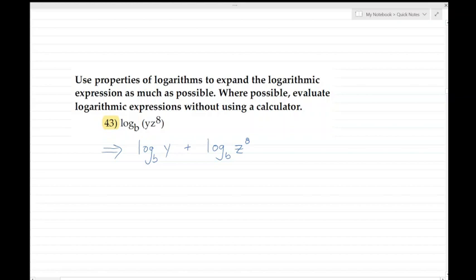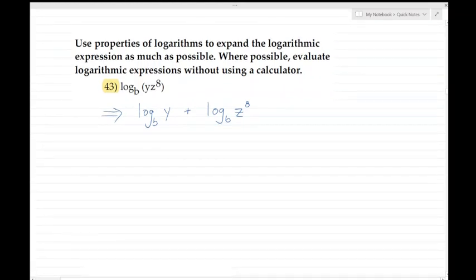So we're not done. We can simplify this one step further. Log base b of y is already as simple as it can be. However, we could bring this power down to the front, and that's the next step. So 8 times log base b of z, and that would be as expanded as it can be using the properties of logarithms.